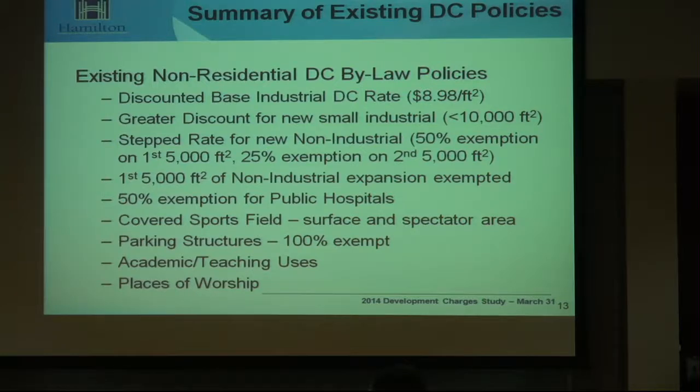For non-industrial expansion, the first 5,000 square feet is exempted. So if somebody comes in and wants to build an addition, attached or unattached, they are given an exemption on that first 5,000 square feet. That only applies to buildings that are in existence as of the date the bylaw comes into effect. So you can't get the stepped industrial or stepped commercial rate on a new development and then get the 5,000 square foot exemption for an addition. It has to be existing as of the date of the bylaw.